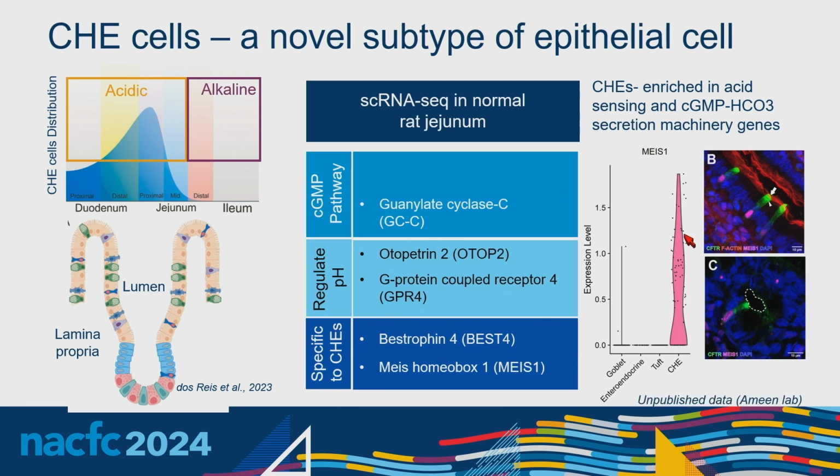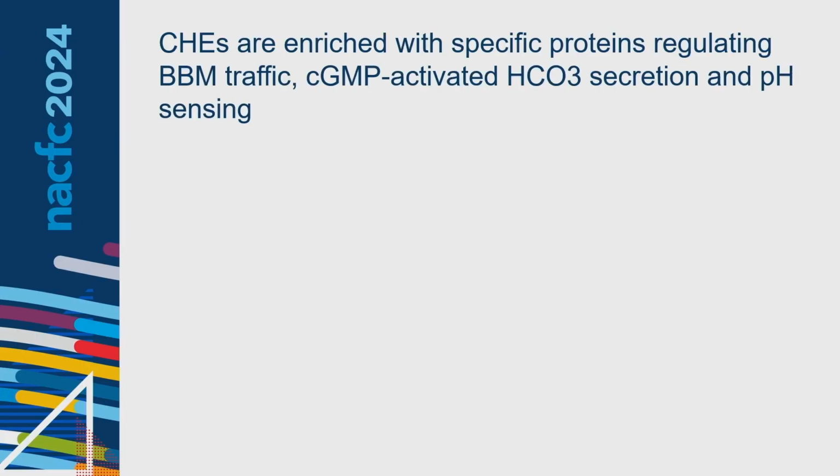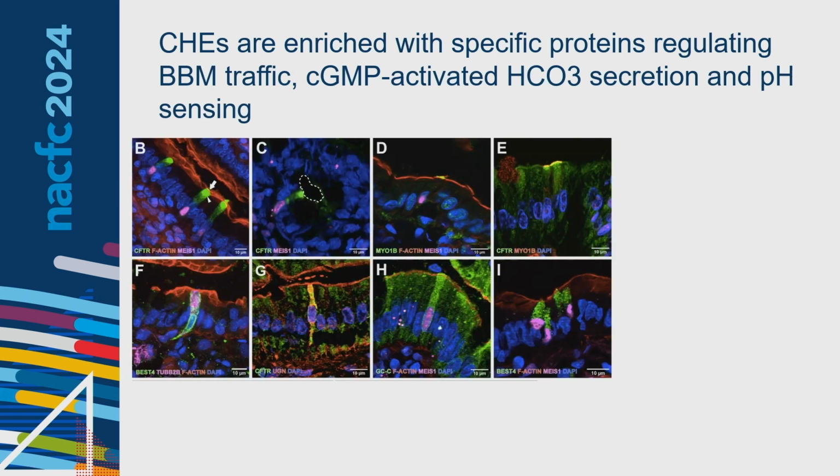And so we can use antibodies against MICE1 to mark these cells in our double labeling experiments. And we did just that. So we looked at the single cell data and we found a number of proteins that are important in trafficking and cyclic GMP activated bicarbonate secretion and pH sensing.